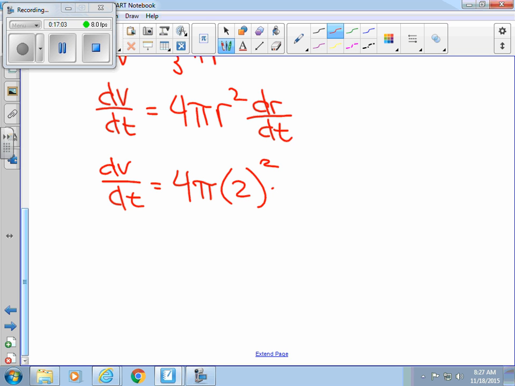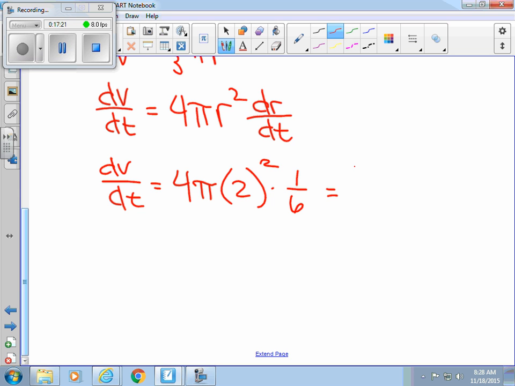Is the radius, and I should have asked this when I wrote it down, but is the radius increasing or decreasing? Increasing. And so it is a positive 1/6. I wrote it down as a positive, but mental note, always think about whether you're increasing or decreasing.